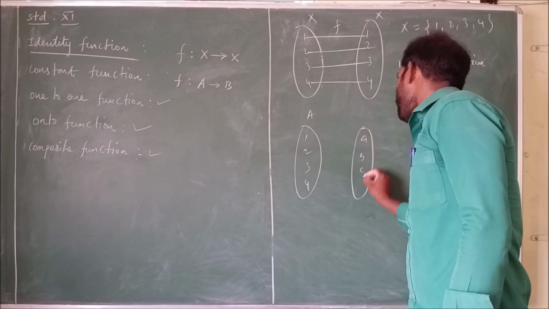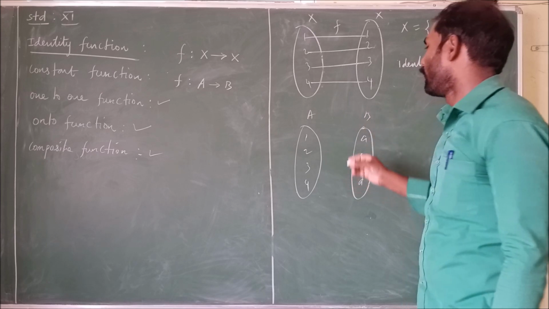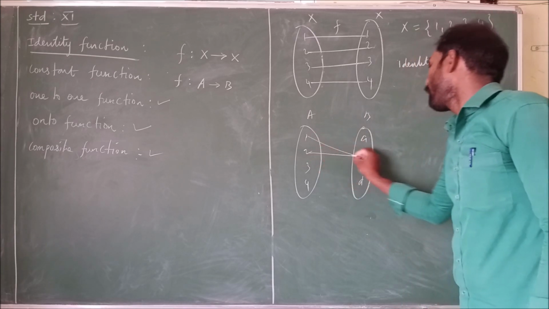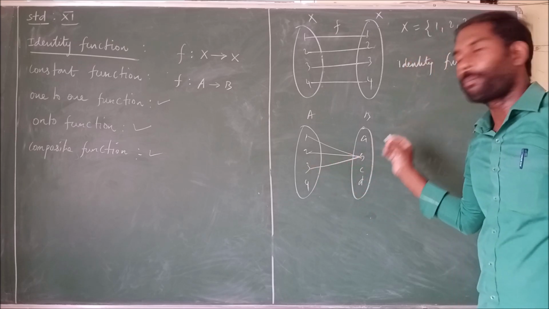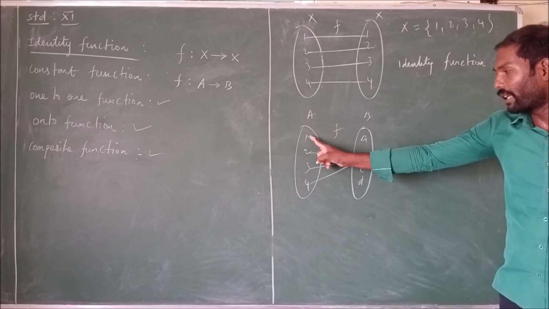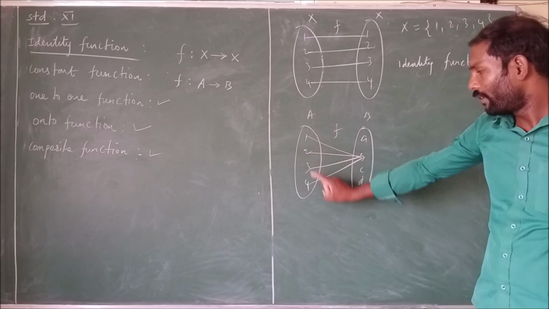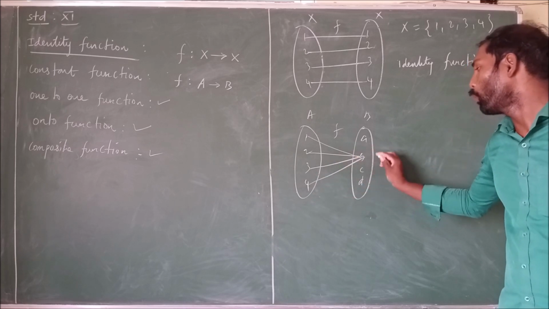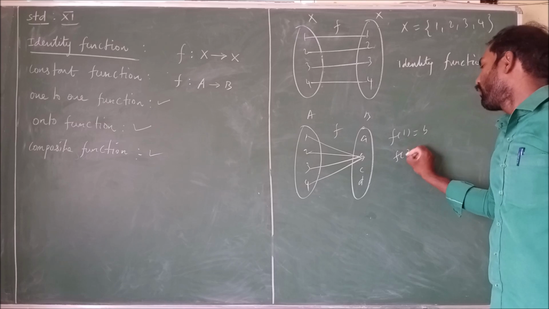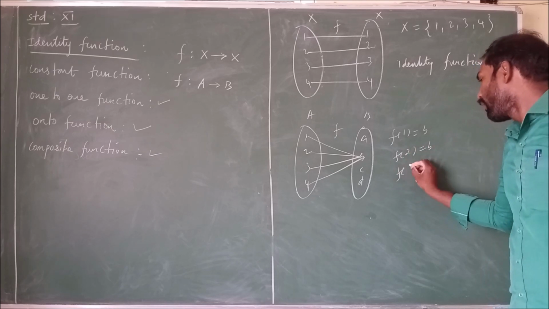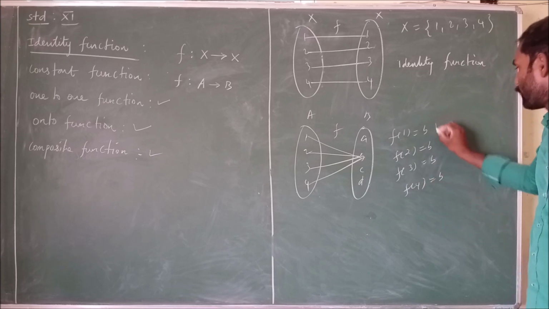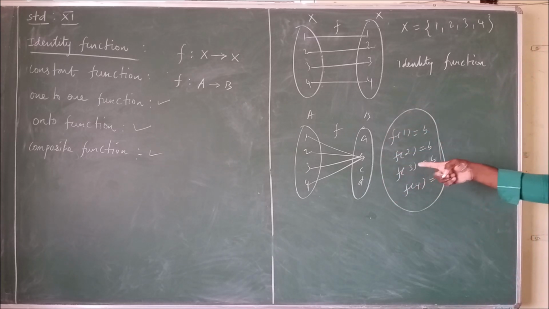B is A, B, C, D. F is a function where 1 is mapping to B, 2 is mapping to B, 3 is mapping to B, 4 is mapping to B. F maps every element in A to only one element of B. F of 1 equals B, F of 2 equals B, F of 3 equals B, F of 4 equals B. So it is called a constant function.